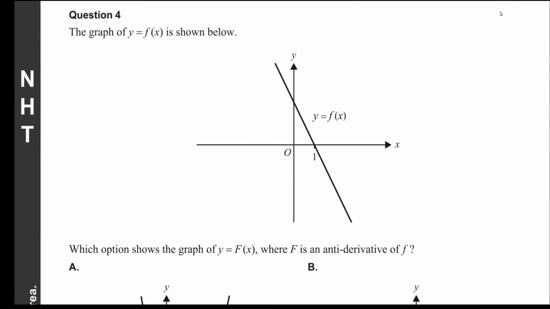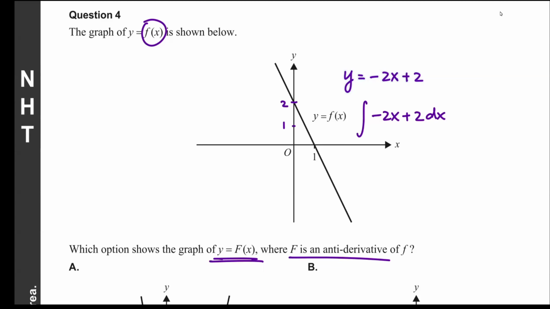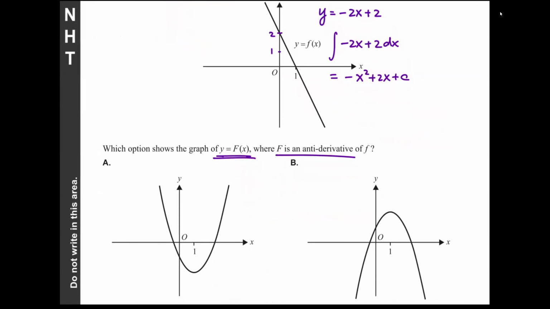Question 4. This is f of x, a linear function. You might want to say y equals, if I say this is a 2, this is a 1, the gradient is minus 2. So we have minus 2x plus 2. And then if I anti-derive this function, because we want to find the graph of an antiderivative, you probably get minus x squared plus 2x plus c. And this is a negative parabola. You need to have a turning point at x equals 1. Yep, option B.